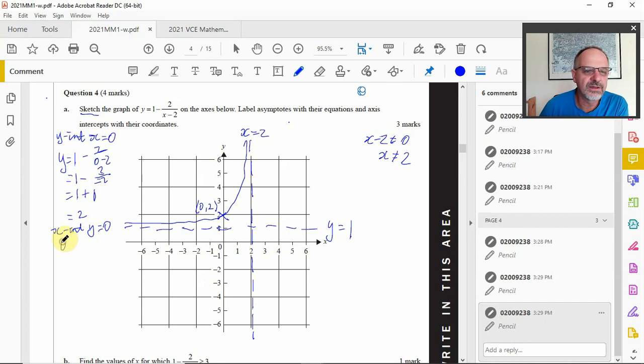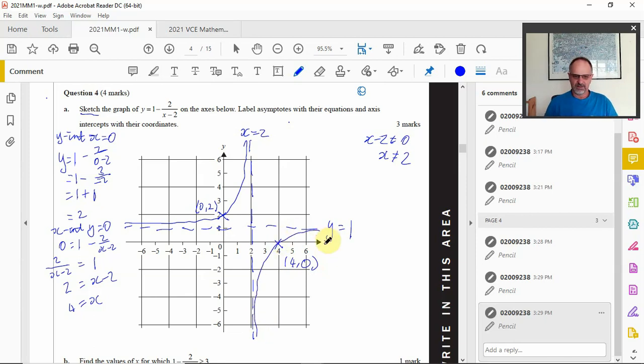And when I do that, 0 equals 1 minus 2 over x take 2. Do some rearranging. I'm going to add 2 over x take 2 to both sides. I'm then going to multiply both sides by x take 2. Then I'm going to add 2 to both sides. And I'll get x equals 4, which was there. And again, don't forget, label it with its coordinates. And here's our hyperbola going around there, something like that.